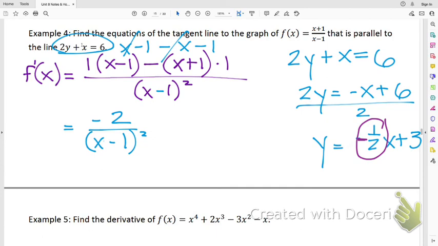Okay? Now, I wasn't given a point, but it's going to be any equation where this is true, right? Any equation that has a slope of negative 1/2. Well, what else gives me my slope? What did we find already? The derivative. In other words, I want my derivative to be equal to that slope. Okay? If I set my derivative equal to that slope, is that something I can solve?